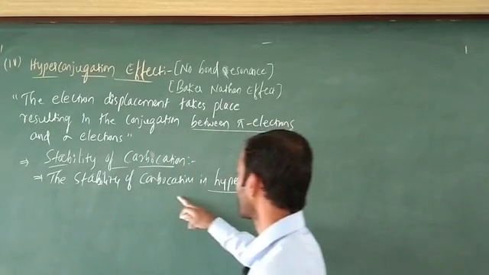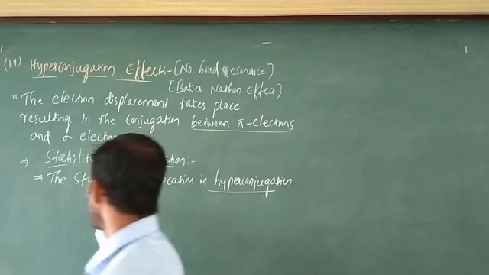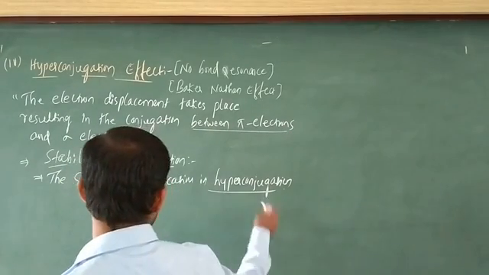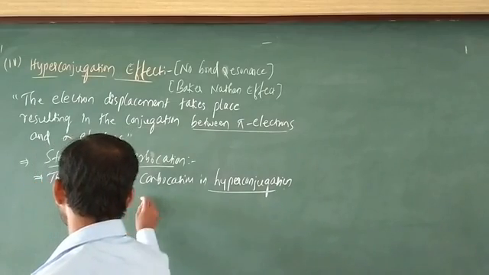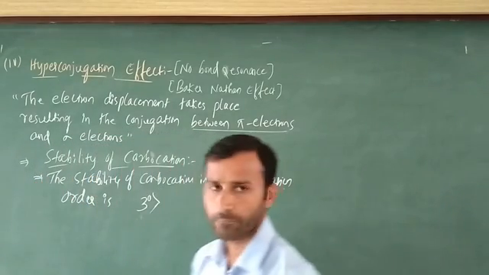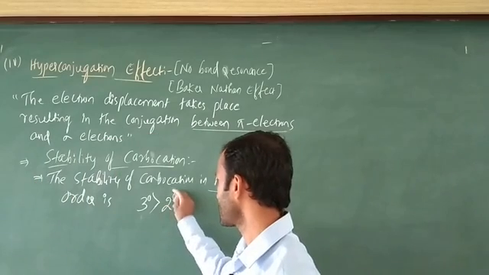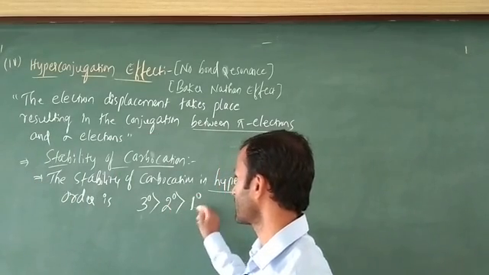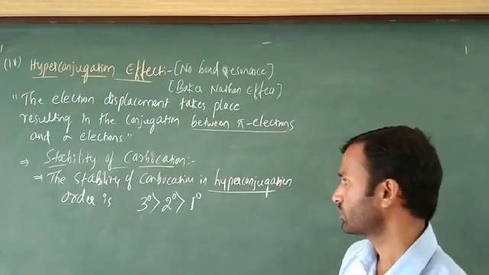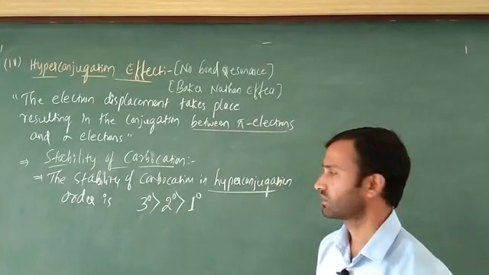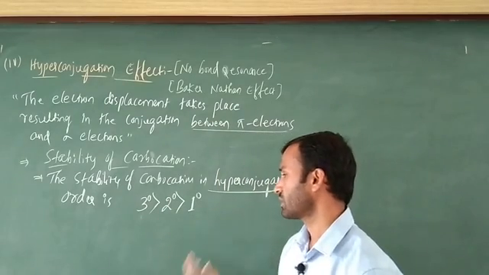The stability of carbocation in hyperconjugation order is: tertiary is the most stable, next after that secondary, next after that primary. Some people pronounce it as 3 degree, 2 degree and 1 degree, that is also right. If you want, you can pronounce tertiary, secondary and primary, no problem.